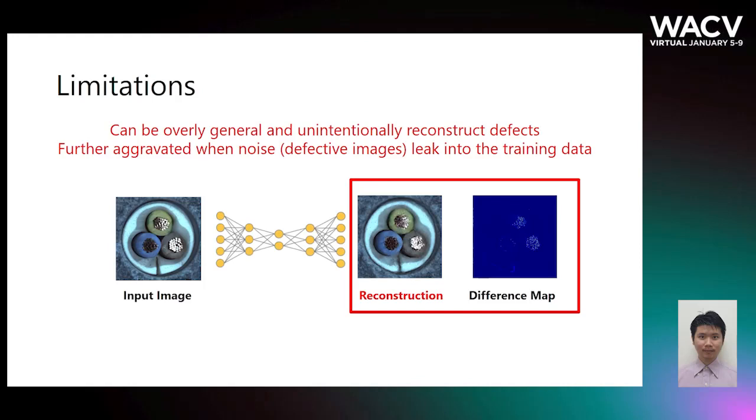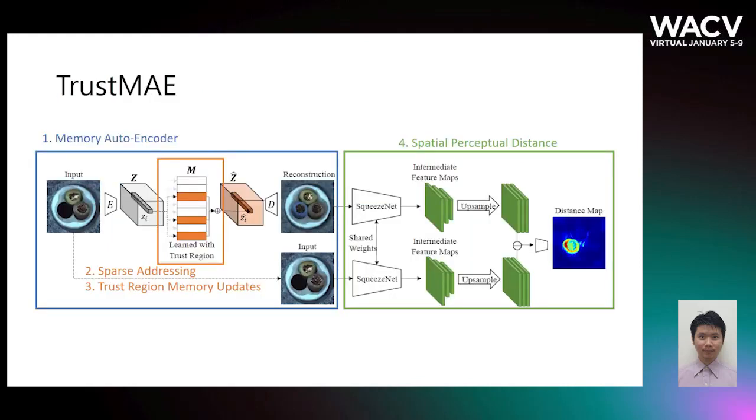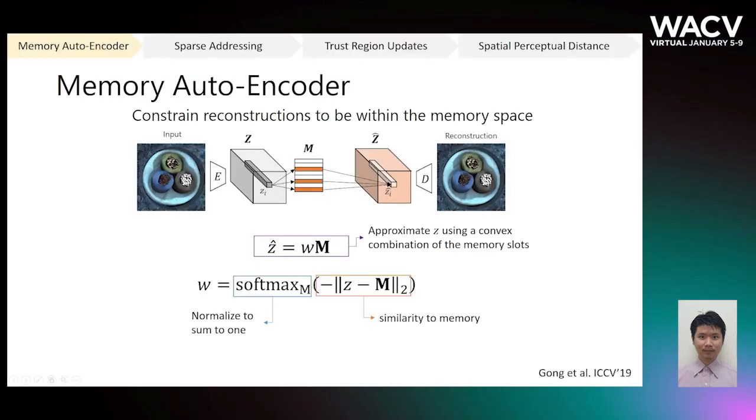To address these problems, we propose TrustMAE. It consists of 4 key components that work together to achieve resilience to noise in the training data. First, the memory autoencoder reconstructs a normal version of the input. Inside it, we use sparse addressing and trust region updates to avoid noise contamination. Lastly, the spatial perceptual distance computes the difference between the two images, which we can then use to discriminate normal from defective. The memory autoencoder constrains the reconstructions to be within the memory space.